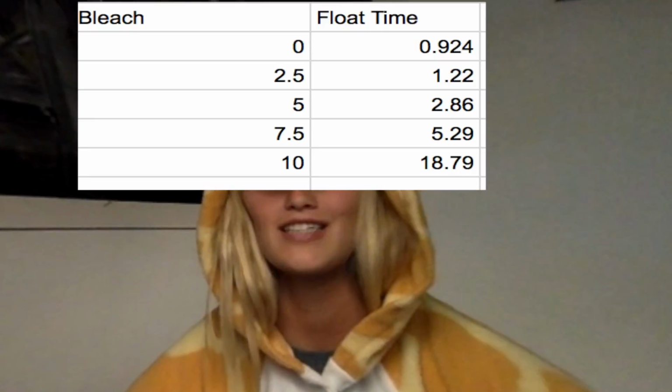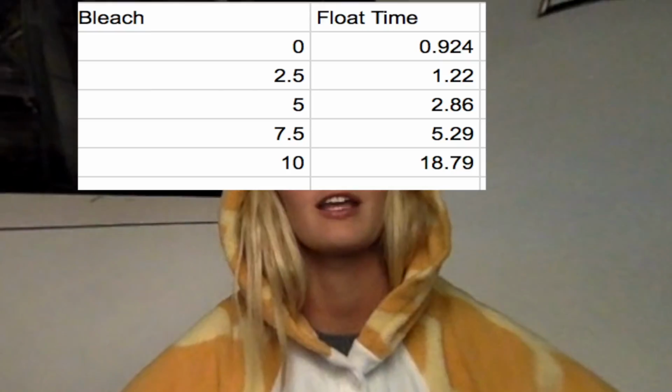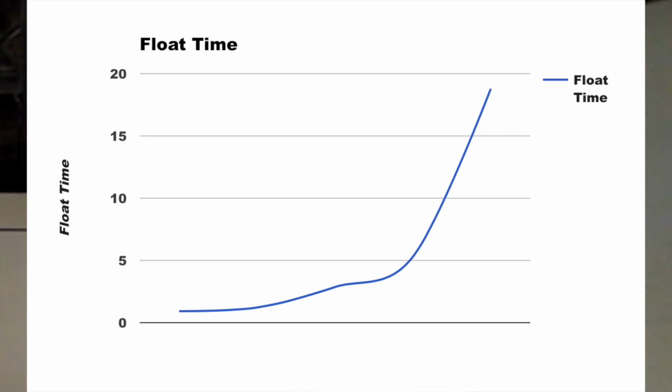The conclusion to our experiment is that as we increase the pH by adding bleach, the time that it took for the chads to float increased exponentially. The horizontal axis on the graph shows the bleach concentration as it increases, and the y-axis shows the time that it took for the paper chads to float. So in conclusion, the higher the pH got, the longer it took for the leaf chads to float up.